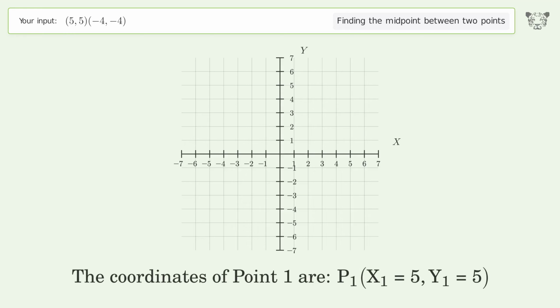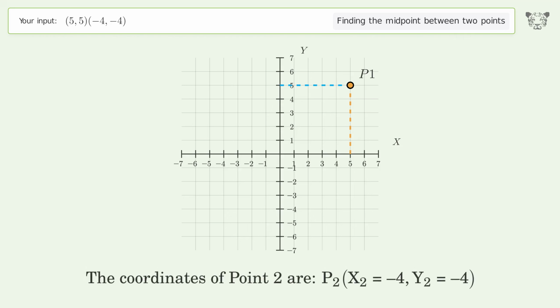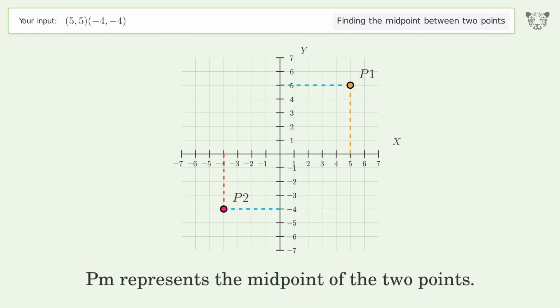The coordinates of point 1 are x1 equals 5, y1 equals 5. The coordinates of point 2 are x2 equals -4, y2 equals -4. PM represents the midpoint of the 2 points.